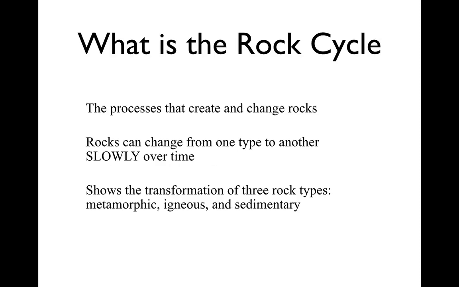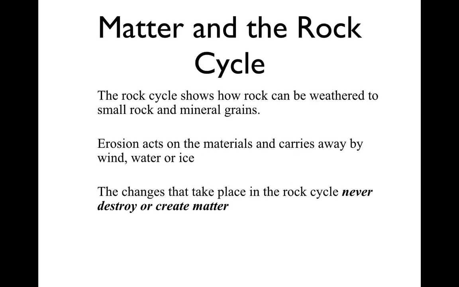So, what is the rock cycle? This is the process by which one rock becomes a different type of rock. I want you to really keep in mind that the rock cycle is a very, very slow process. We talk about this in class like it happens very quickly, but it is a very slow process that occurs over time. It shows the transformations of the three rocks, from metamorphic to igneous to sedimentary, and that's what the rock cycle is.